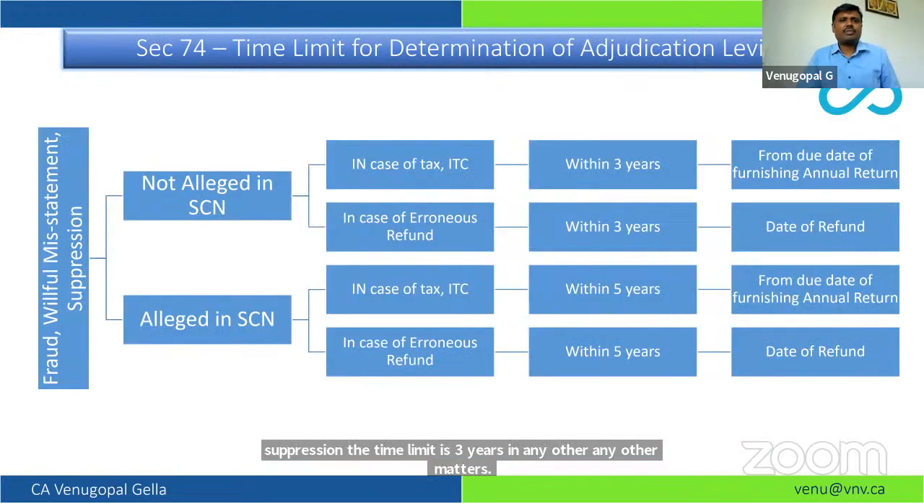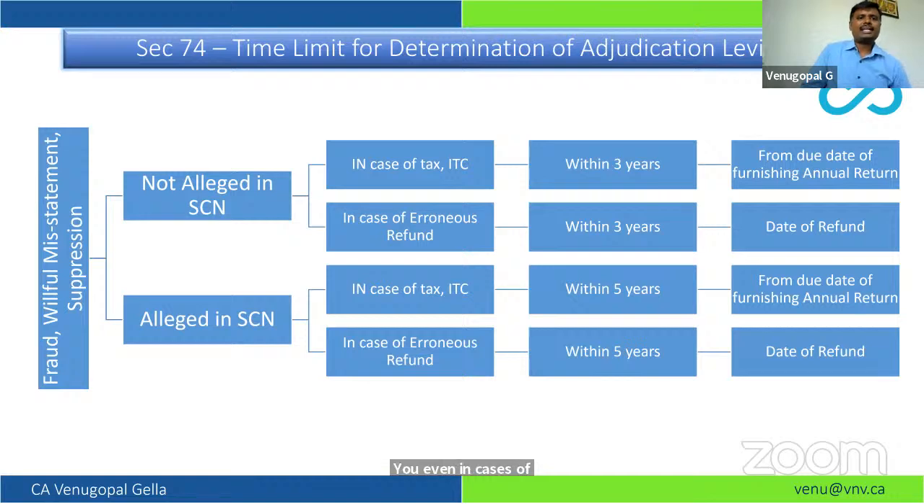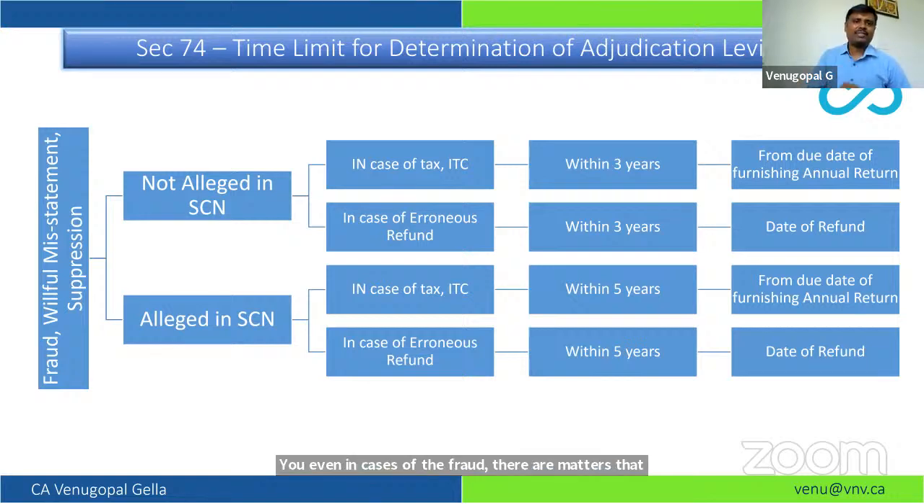Even in cases of fraud, only the matters that have been alleged in the show cause notice will have 5 years. There could be something which is not alleged in the show cause notice and is taken up later; the time limit for that will only be 3 years. So it would go back to the time limit of section 73, right?